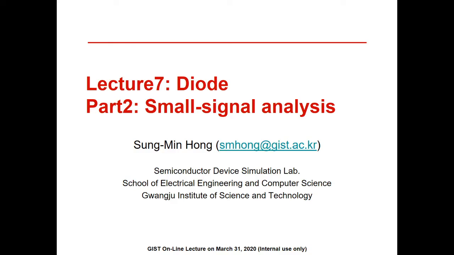Hi everyone. In the second half of lecture 7, the small signal analysis is introduced. Although the discussion is based on a diode, the small signal analysis is not restricted to the diode.